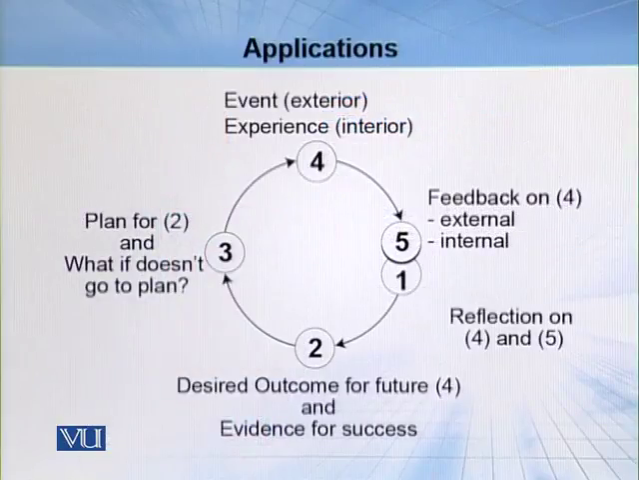We can see here the diagrammatic representation of the model, and it starts at point 1 with reflection. And in terms of a cycle, this is reflection on what has happened before. And what happens before reflection, of course, is experience. And the model looks at both the external behaviors as well as the internal behaviors. The external behavior, in terms of part 4 of the model, is about describing the event. The internal behavior is our experience of that event.